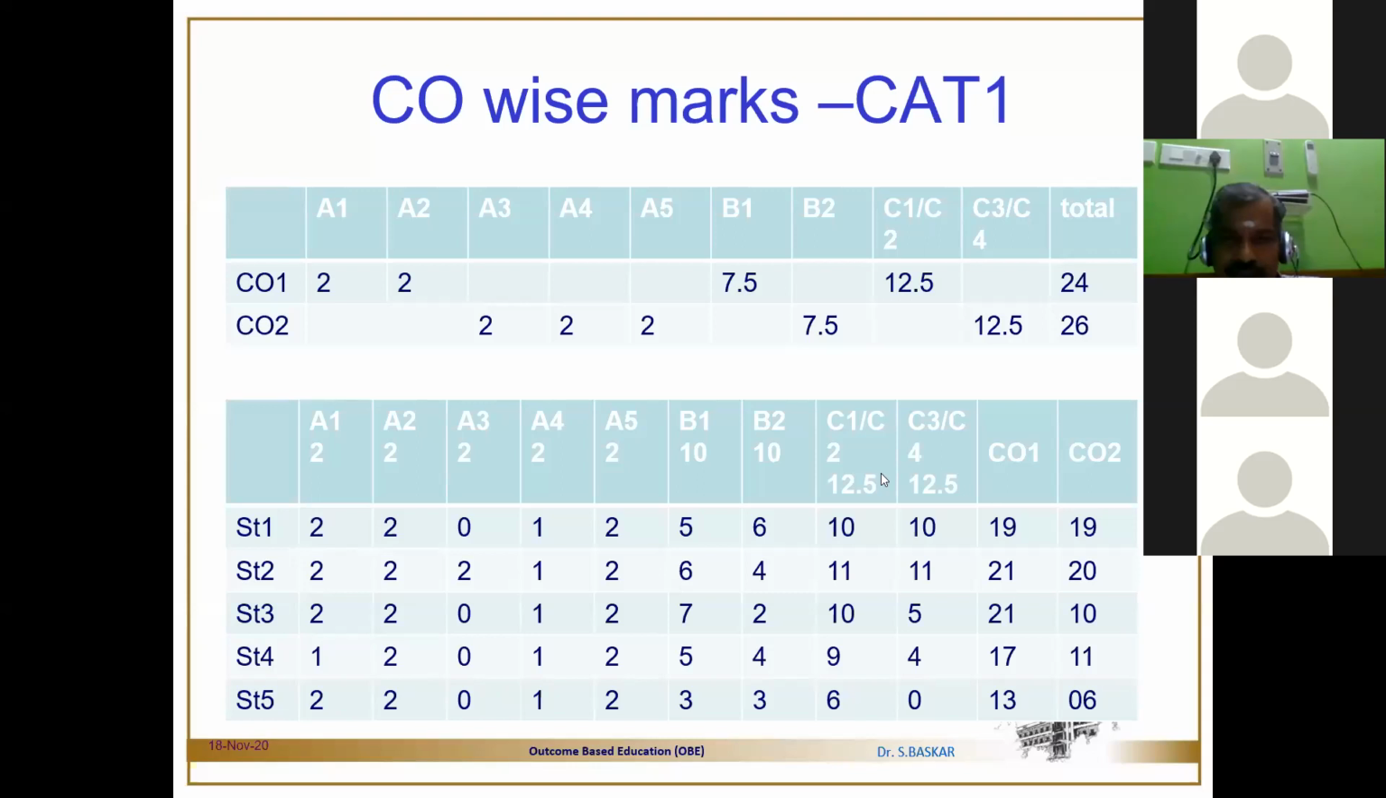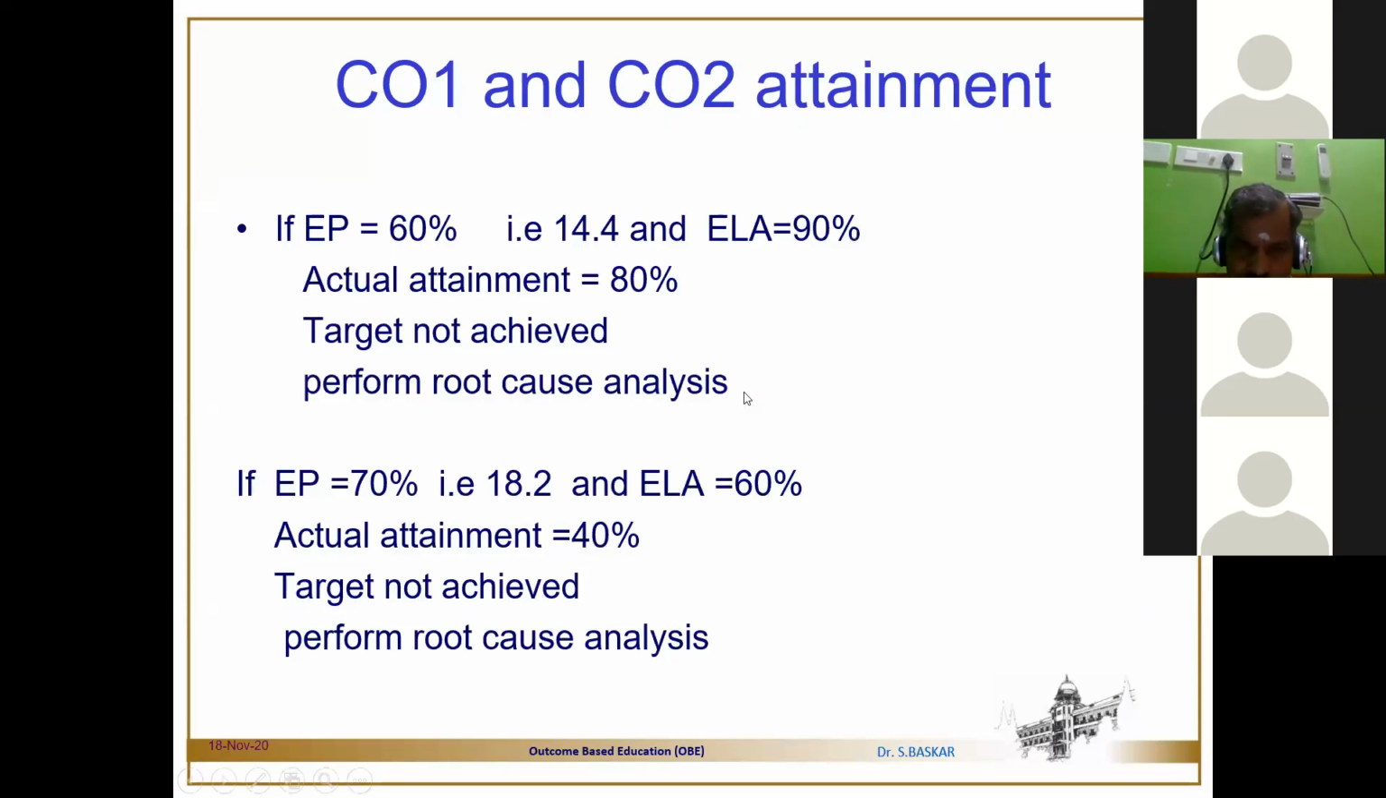After the table, very good. From the table data, we are going to determine the CO1 and CO2 attainment. For CO1 and CO2 attainments, otherwise course outcome attainment, we need to fix 2 targets. One is expected proficiency, another one is expected level of attainment, EP and ELA. Both are in percentage. For the CO1, let us assume that EP is 60% and ELA is 90%. The meaning of EP is you are expecting each and every student should score 60% of the maximum marks allocated for CO1. That is your expectation. Then the meaning of ELA is that 90% of students will score your expected mark.